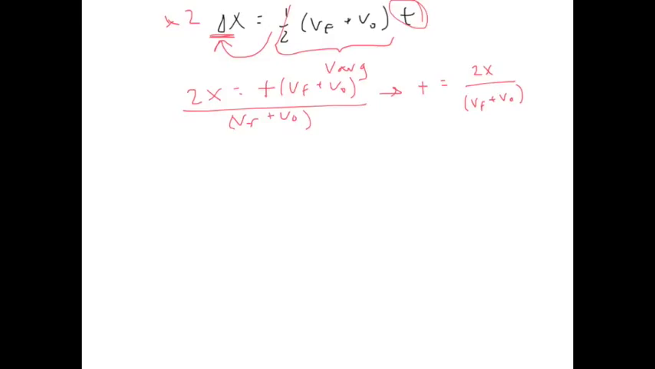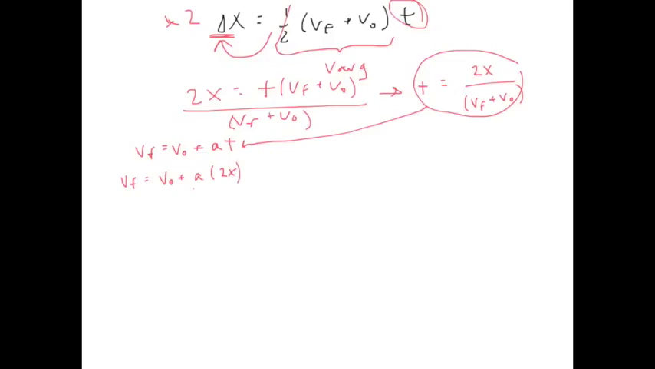We're going to take this quantity we got for t and plug it into the equation, which might look familiar from before: v final equals v0 plus at. As you can see, this t is going to fit nicely into this t over here. So now we get vf equals v0 plus a times 2x over v final plus v0. We're going to start by subtracting v0 from both sides. Now we have vf minus v0 equals 2ax over vf plus v0.